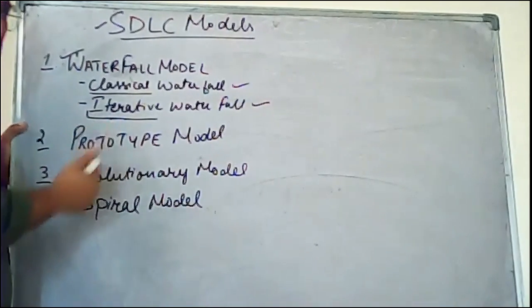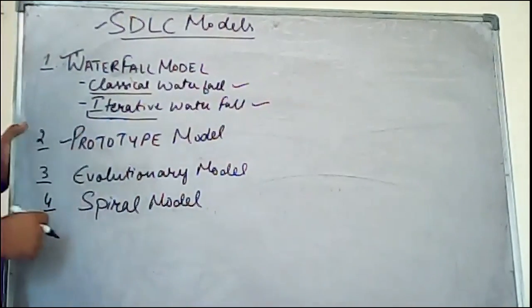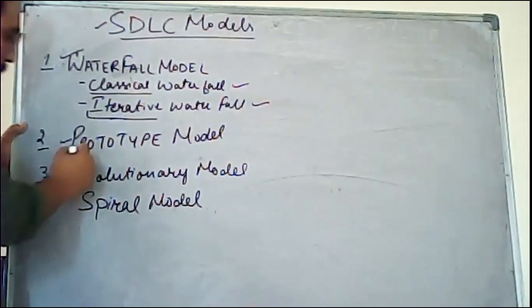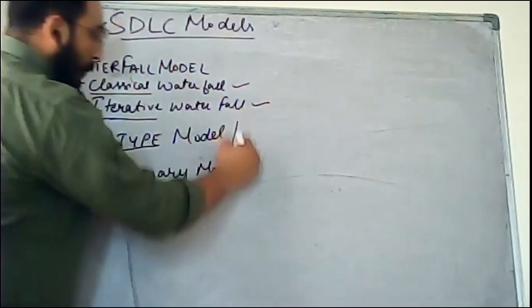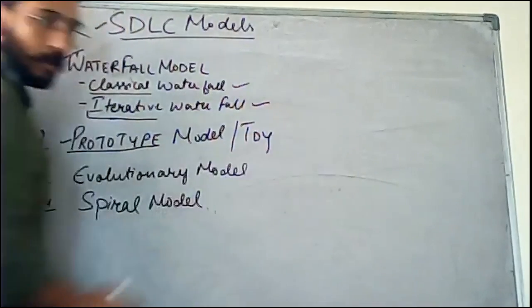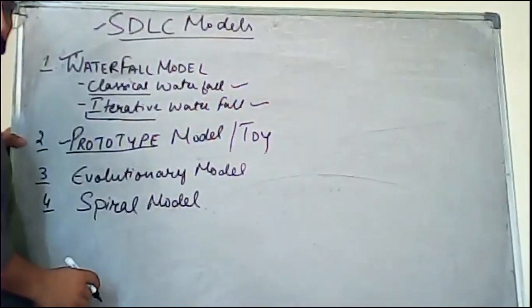Then the second model is the prototype model. The prototype model is also called the toy model, or the dummy model.